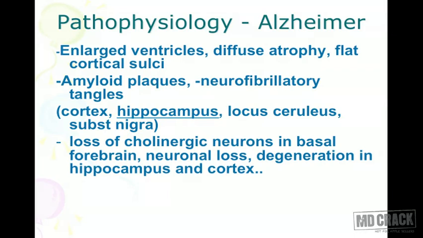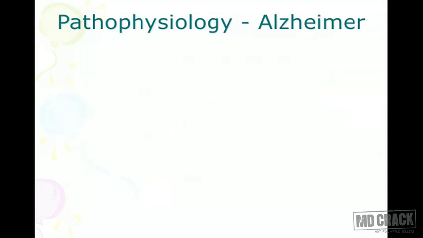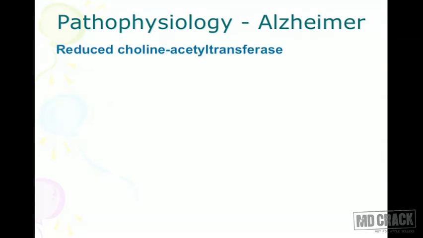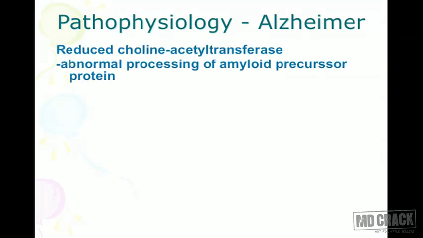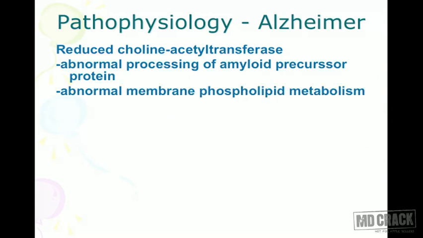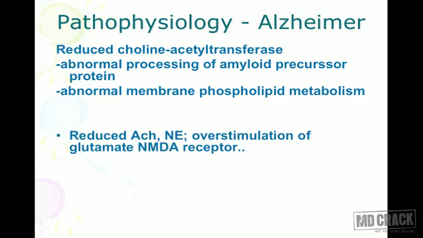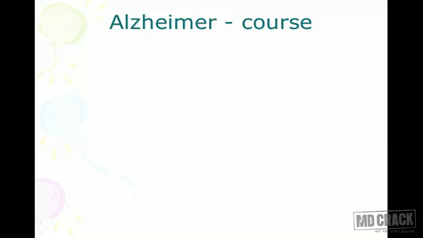There is neuronal loss and there is degeneration in the hippocampus and the cortex. The pathophysiology includes reduced choline acetyltransferase enzyme. There is abnormal processing of amyloid precursor protein and abnormal membrane phospholipid metabolism. So eventually you get decrease in the acetylcholine in the hippocampal gyrus, and there's decrease in the norepinephrine also, and there's overstimulation of the glutamate NMDA receptor.